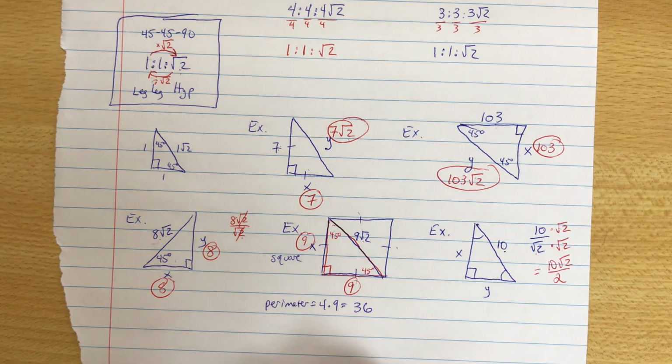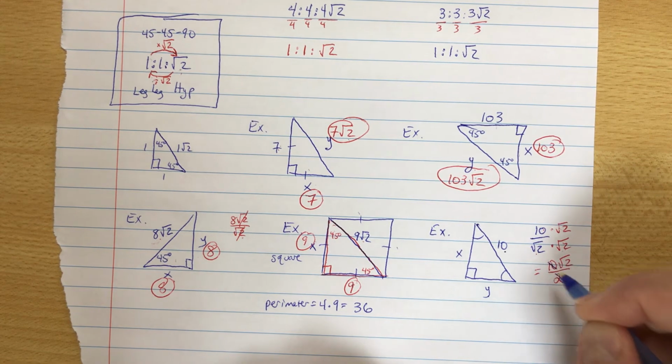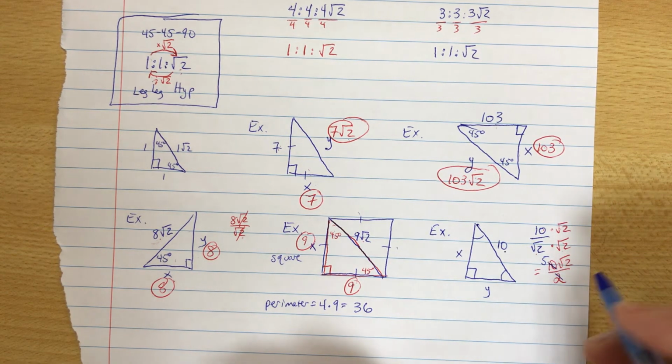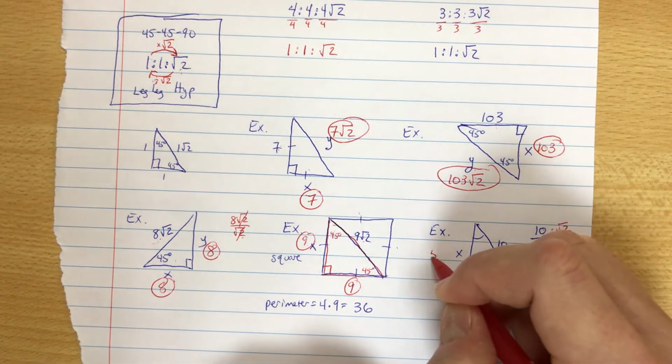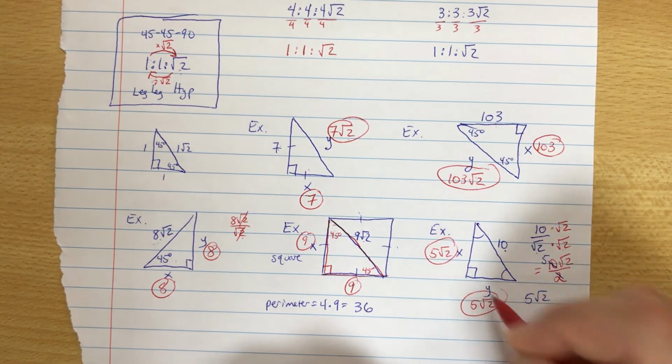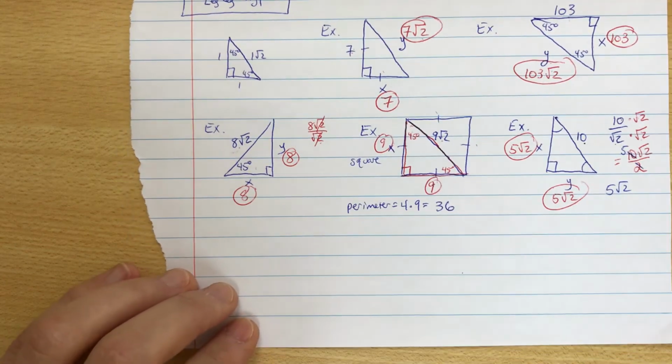And the last thing to ask is, can you reduce the outside numbers, 10 and 2? Yes, that would be 5. Okay, so our answer is 5 square root 2. So the measures of the legs are both 5 square root 2. So that's the only time that you really need to do work.